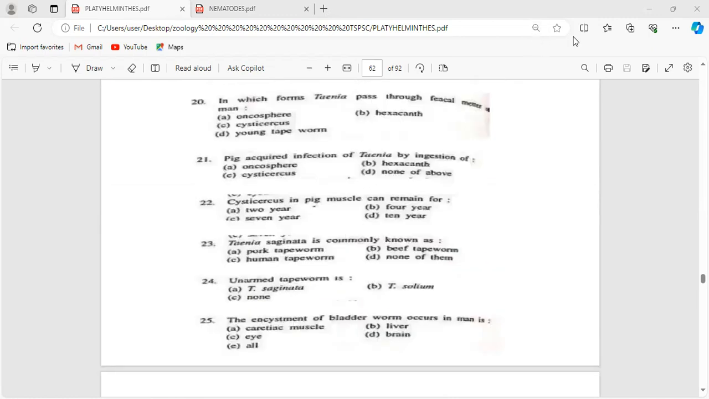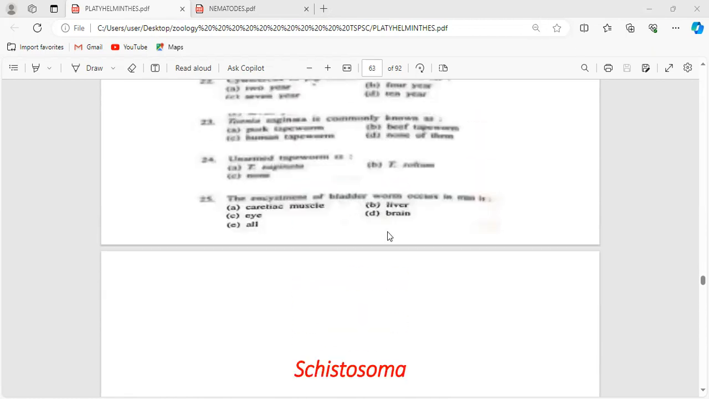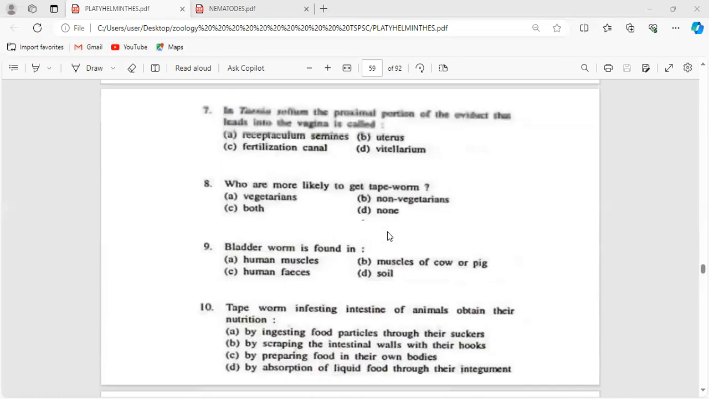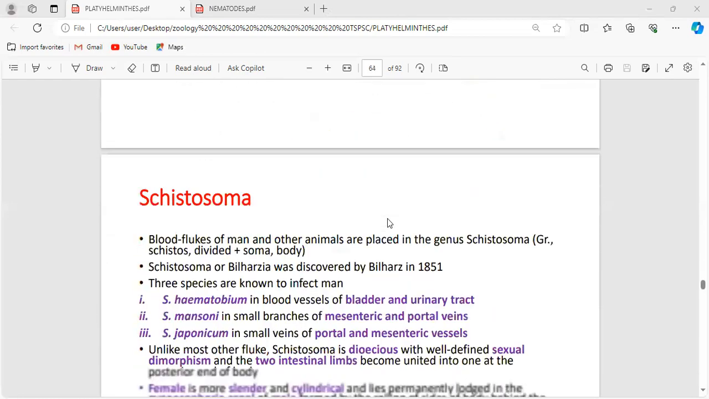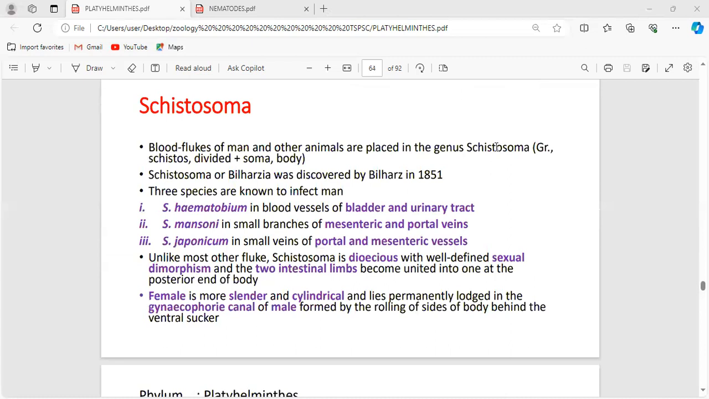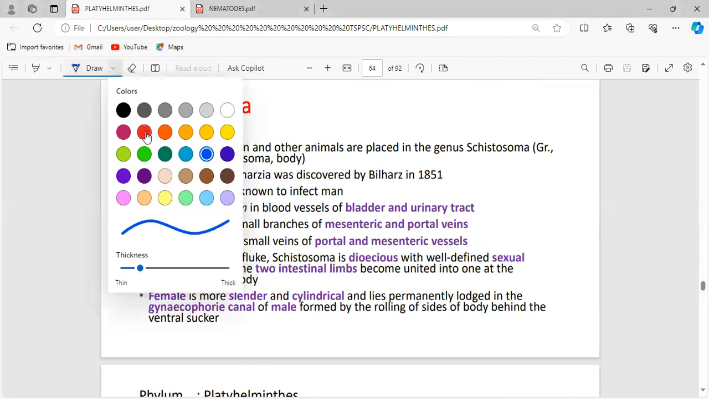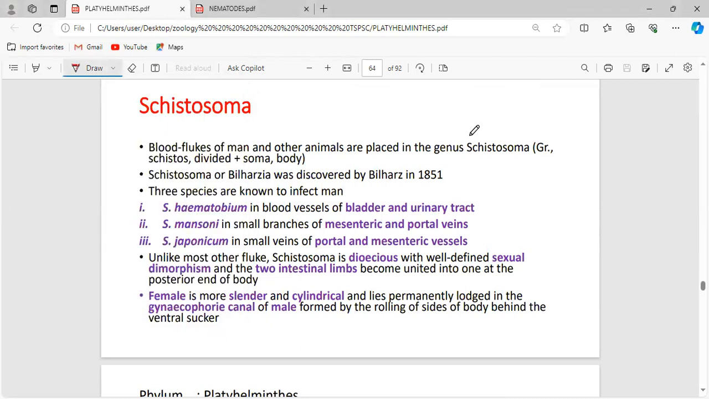What is the other name for bladder worm? Very good. Cysticercus. Clear? Okay. And this Cysticercus is one of the stages involved in the life cycle of Taenia solium.